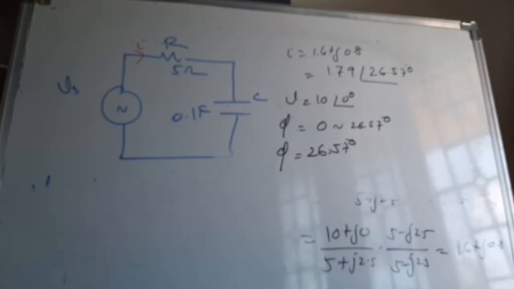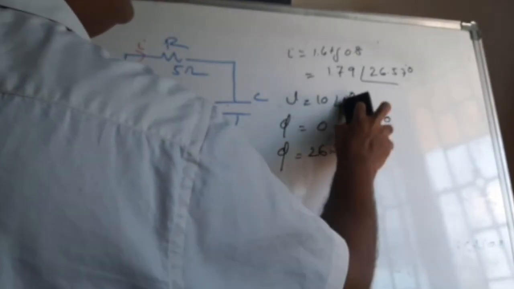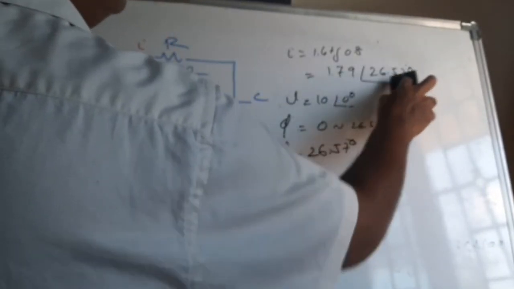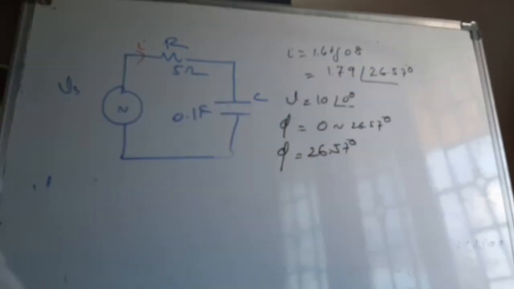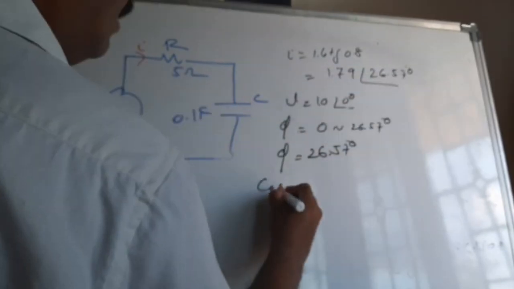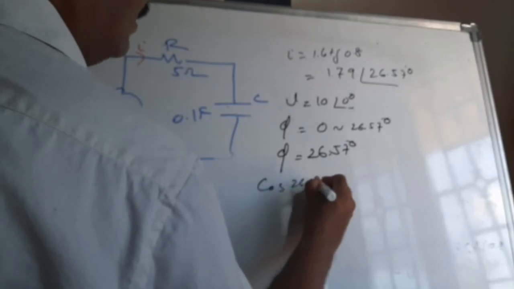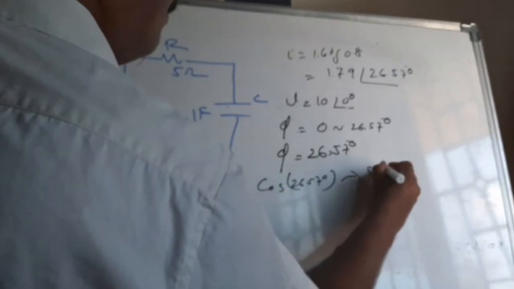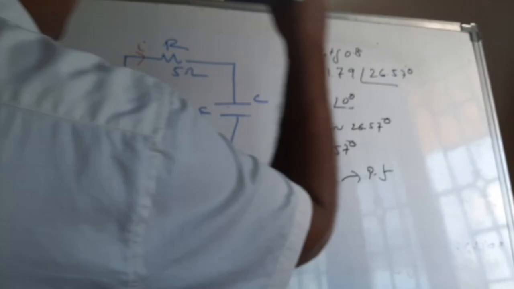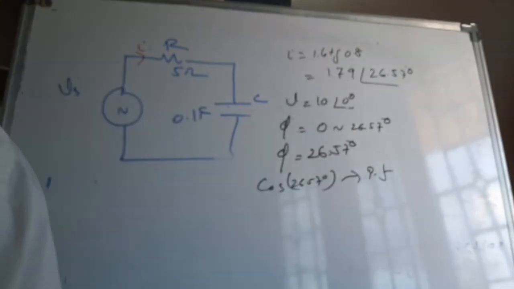Okay, this is the power factor angle. The power factor is the angular difference of the voltage and current. Then you substitute cos phi, cos of the angle, and that represents the power factor of the circuit. Okay.